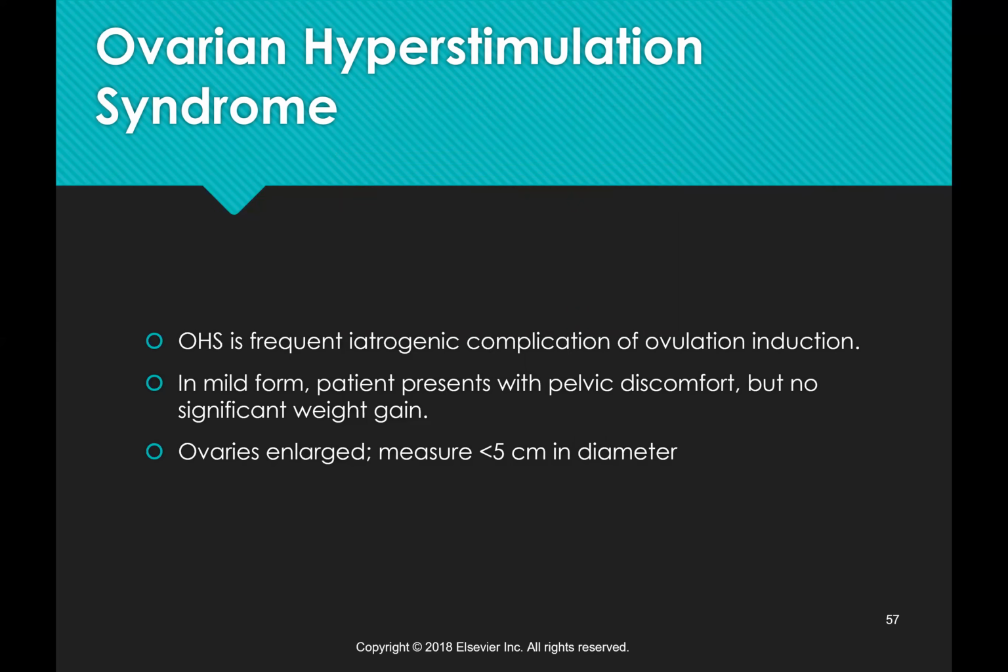Ovarian hyperstimulation syndrome is a frequent complication of ovulation induction. So when a patient's doing fertility treatments, they're stimulating those ovaries beyond what they would normally do. And a lot of the times they try to get as many follicles as they can. So they're going to try to stimulate the ovaries. This can cause the patient to have pelvic discomfort, and the ovaries become very, very enlarged.